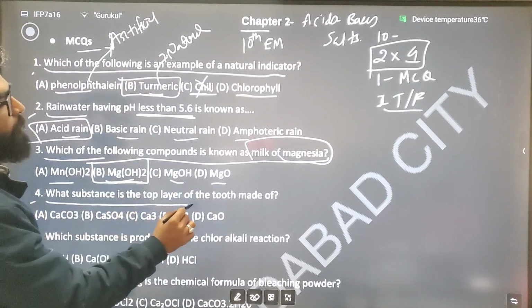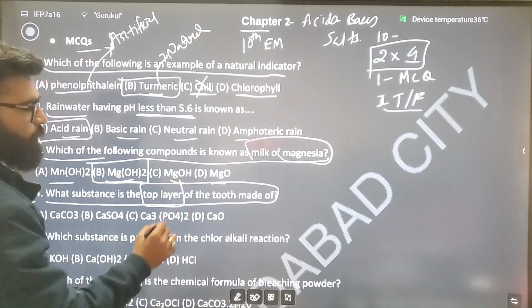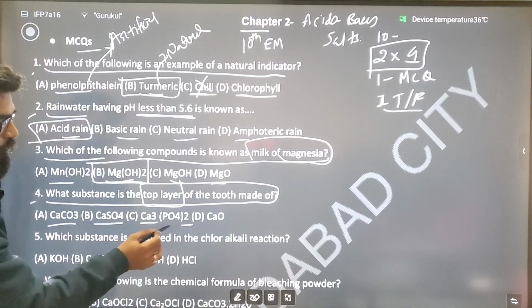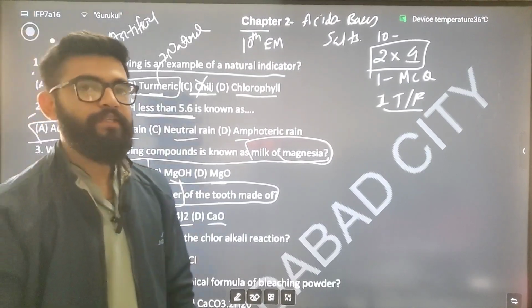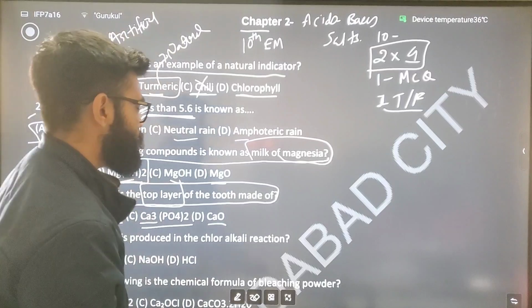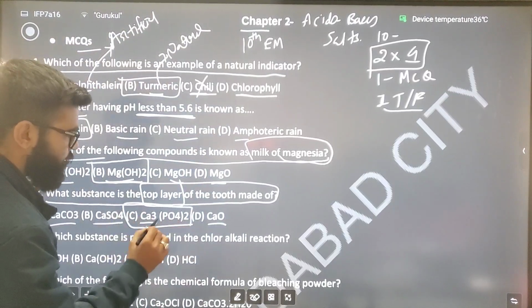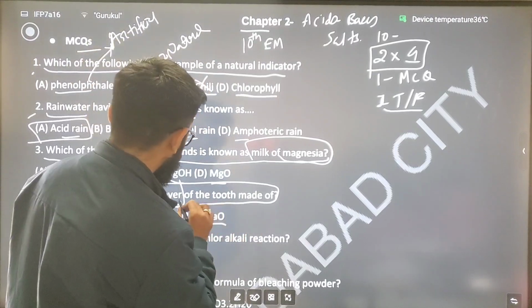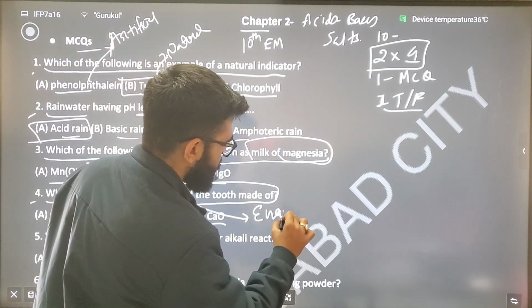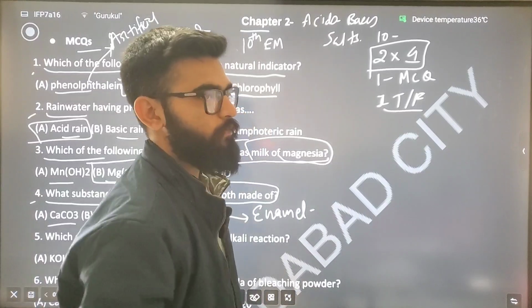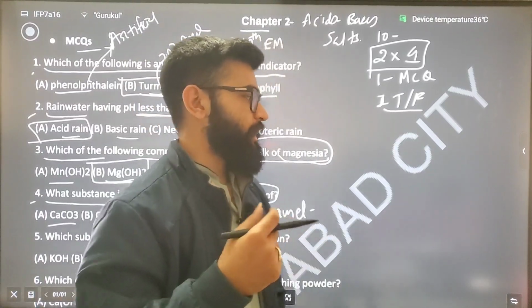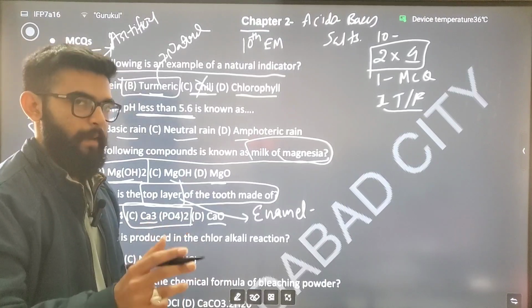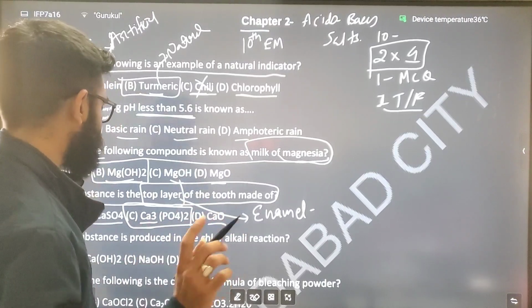What substance is the top layer of the tooth made up of? The top layer of the tooth is enamel. CaCO3, CaSO4, Ca3(PO4)2 or CaO. The answer is calcium phosphate. The correct formula of calcium phosphate is Ca3(PO4)2. In the new textbook of 10th, remember that the top layer of the tooth, which is enamel, is made up of calcium phosphate, but you are given an extra word: the crystalline form of calcium phosphate, which is calcium hydroxyapatite. So remember that form, calcium hydroxyapatite.